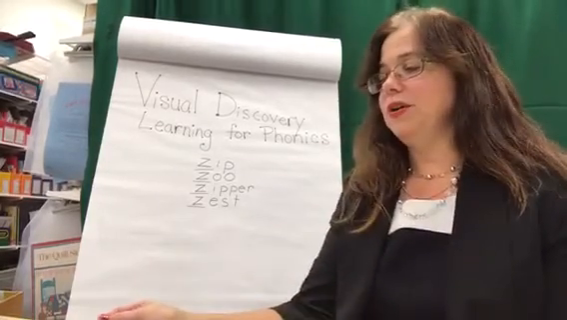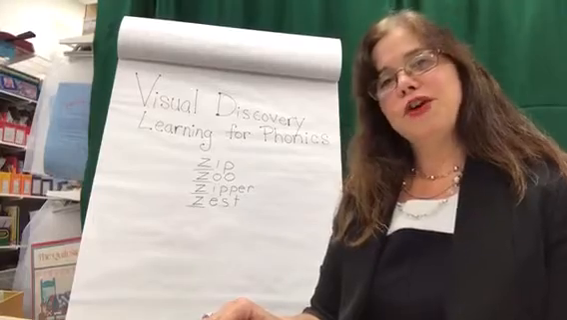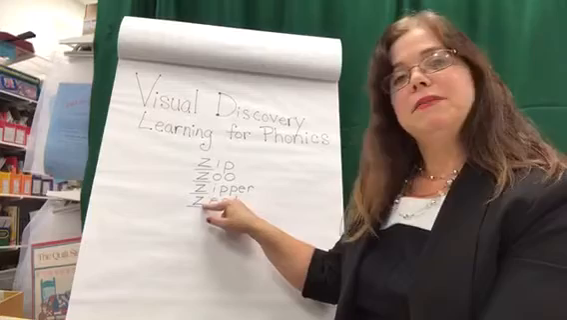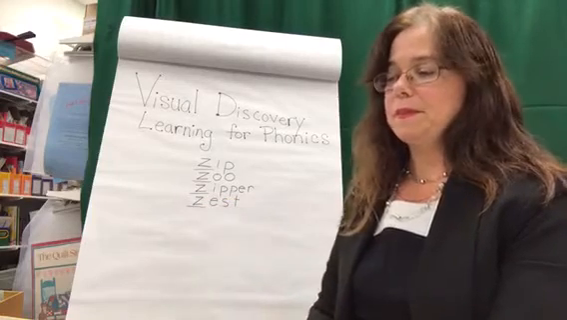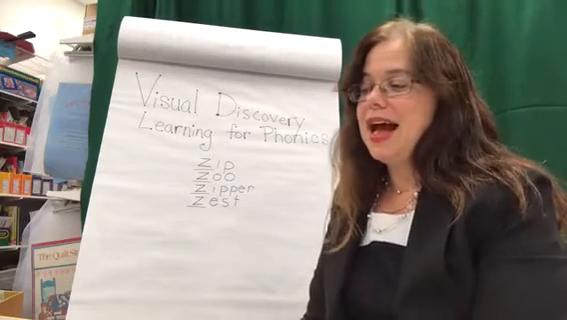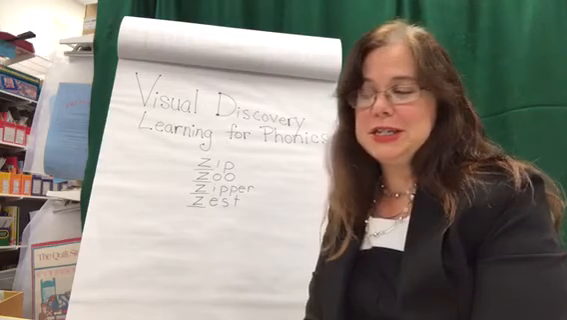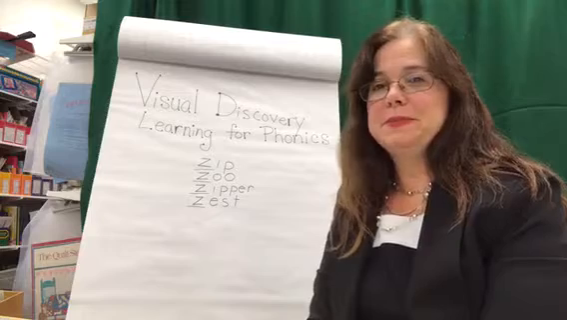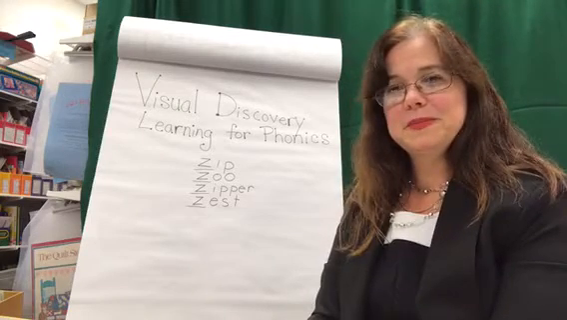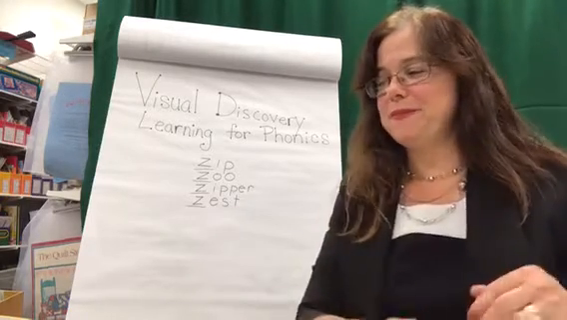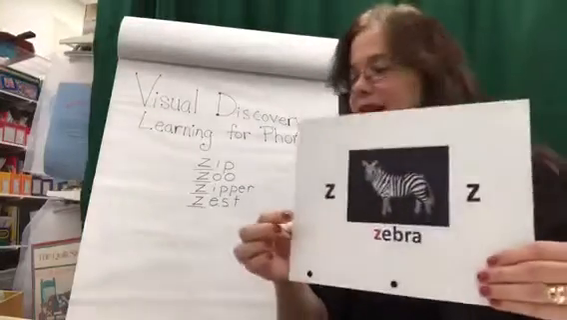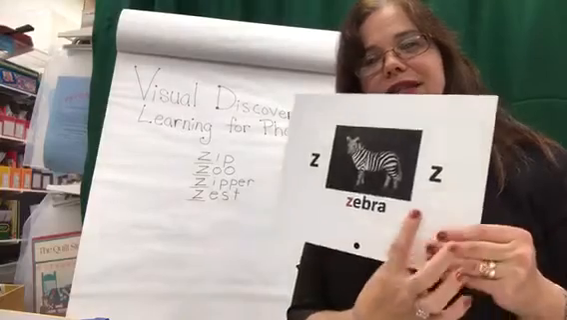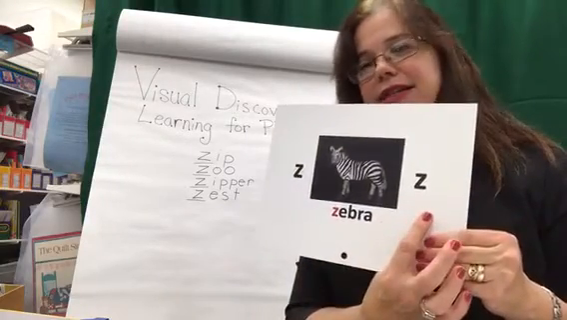I'm going to give you a riddle to see if you can figure out what our keyword is, to help us remember that Z makes a Z sound. I'm an animal. I am an African wild horse. I have black and white stripes. I am a... Correct. It is a zebra. Let me show you the reading card. The letter name is Z. The keyword and sound is zebra, Z.